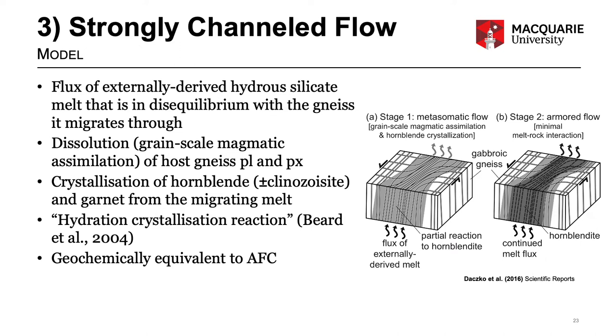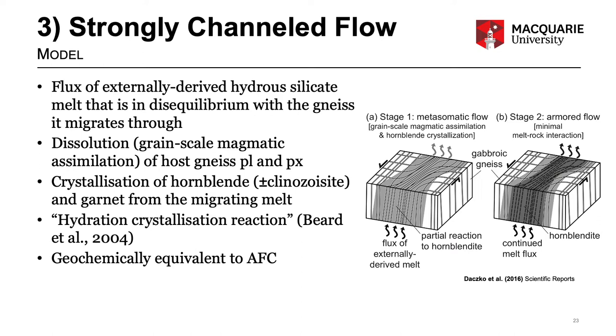The migration's happening in an active zone of ductile deformation, in this case 30 or 40 meters wide. As the melt moves through this zone, we see dissolution, a type of grain scale magmatic assimilation of the precursor rock. The melt is crystallizing hornblende with or without clinozoisite and garnet from that melt migration event. These are similar to the hydration crystallization reactions that Beard described in the early 2000s.